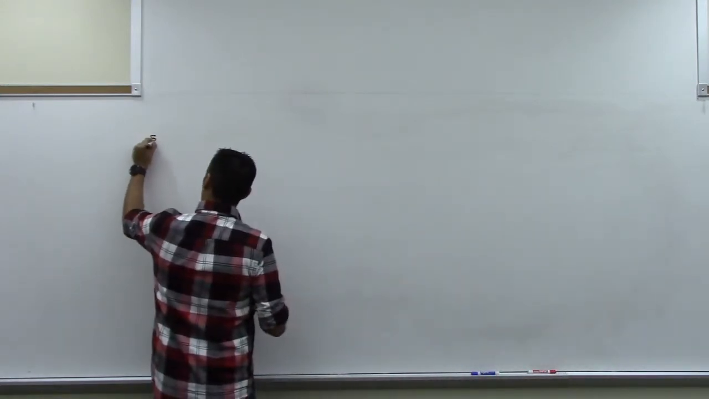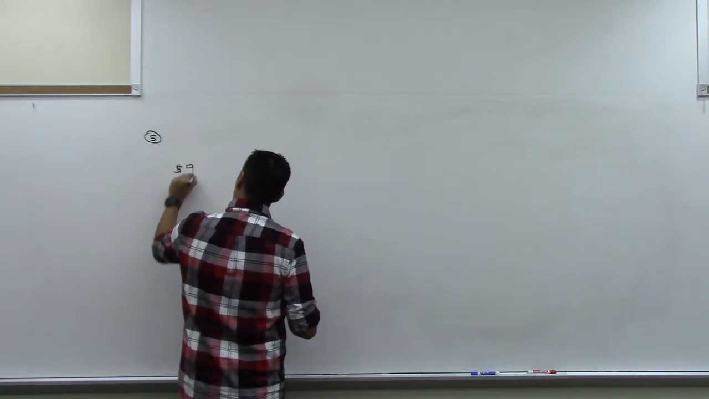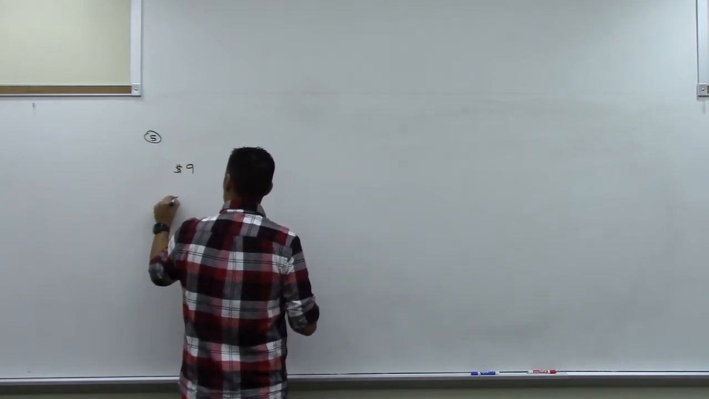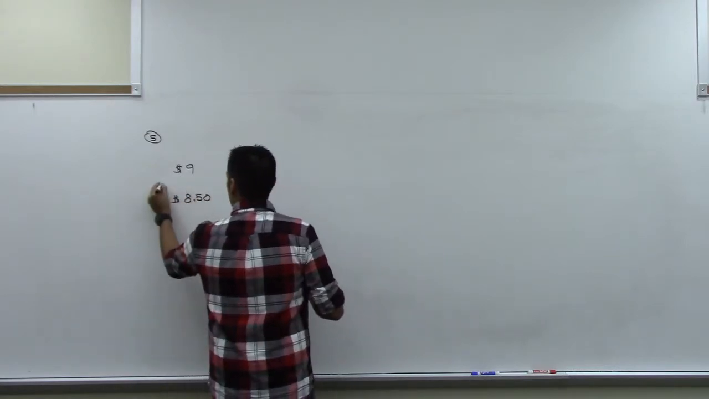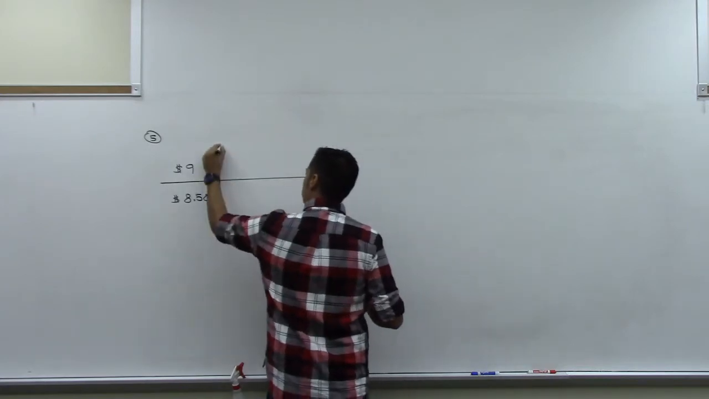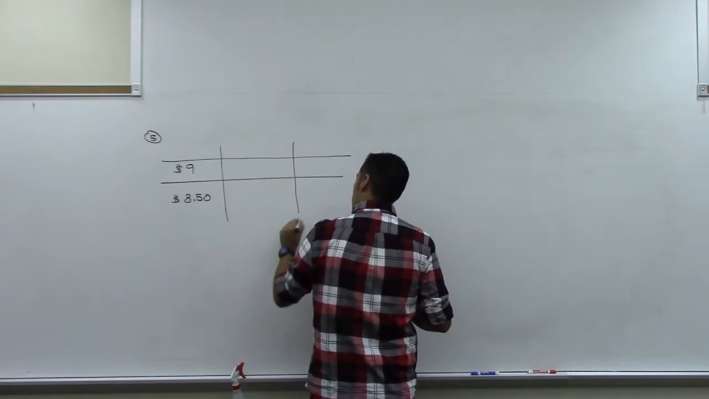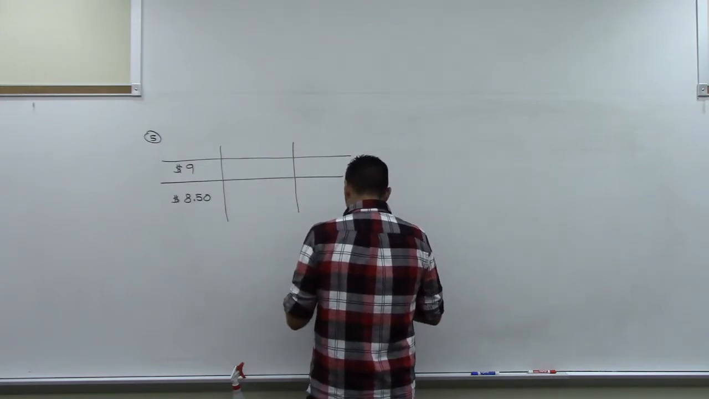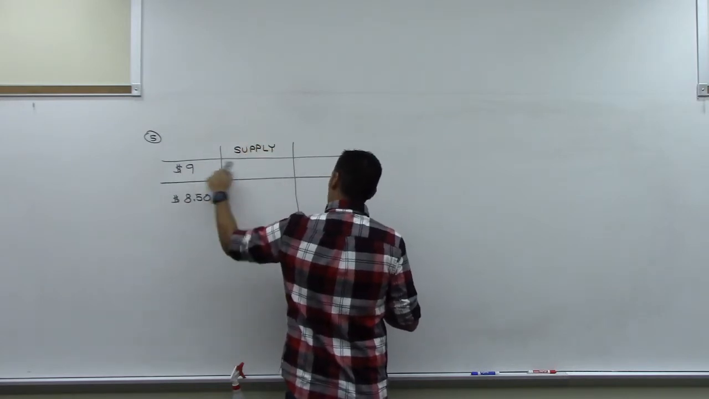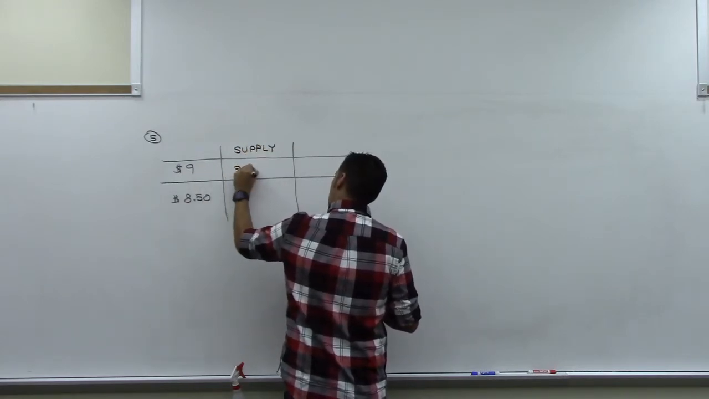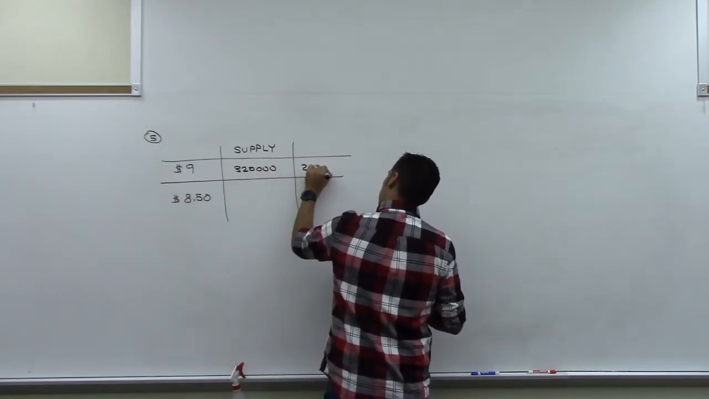So let me just kind of summarize what's going on. We have two prices, $9 and $8.50. Those are the two prices that we could sell this box of oranges at. In the case of $9, our supply is 320,000 boxes, and the demand would be 200,000.